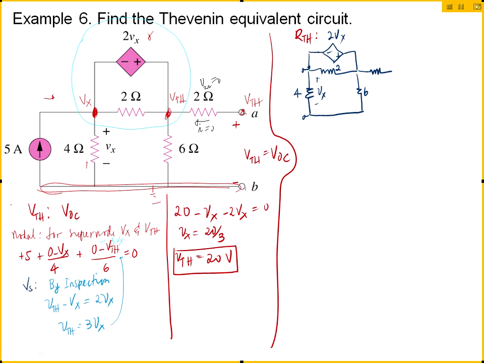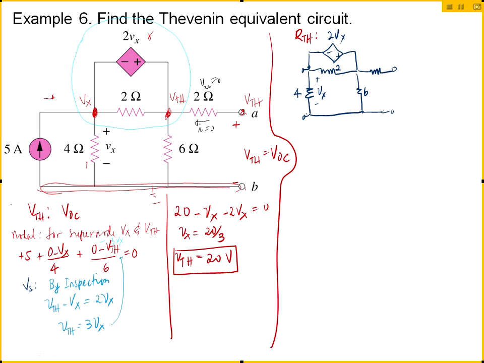By the way, here's a very common mistake. The value of the Vx here, when we were solving for V Thevenin, is not the same as the value of the Vx when we were solving for R Thevenin. You agree with me? Because those are completely different circuits. When we were solving for V Thevenin, we did not turn off anything, yes? When we were solving for R Thevenin, we turned off the 5 amp source. So don't be lazy by saying, I already have the Vx, therefore this Vx is 20/3. That's wrong.